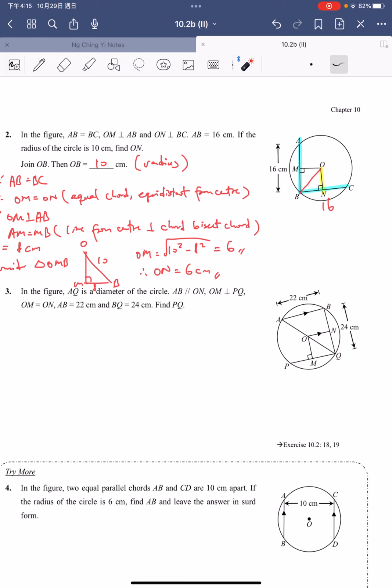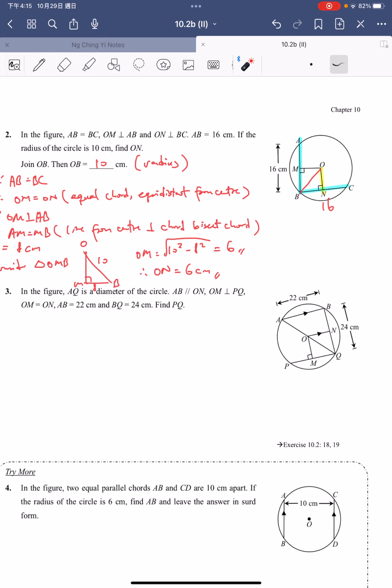For this question, it's kind of quite easy. You may definitely see that OM is equal to ON, then you may just say that PQ is equal to BQ. But it's actually wrong, because they didn't say that this is a right angle. So this may not be the shortest distance from the center to the chord BQ. So we actually need to first of all prove that this is a right angle as well.